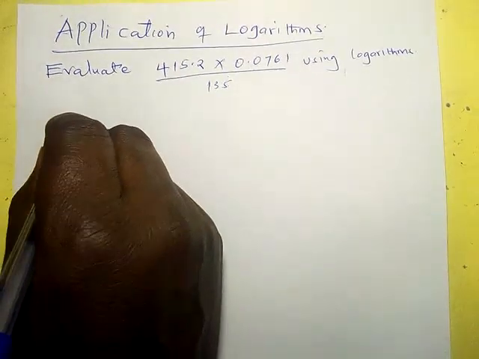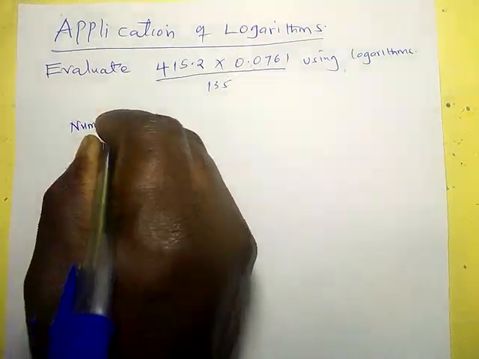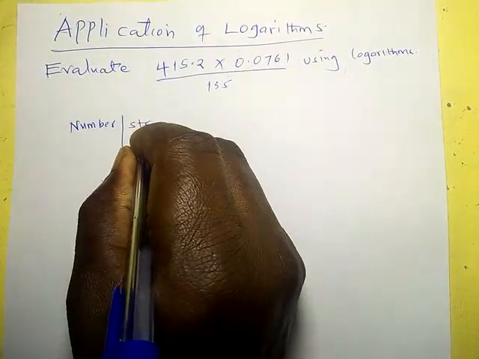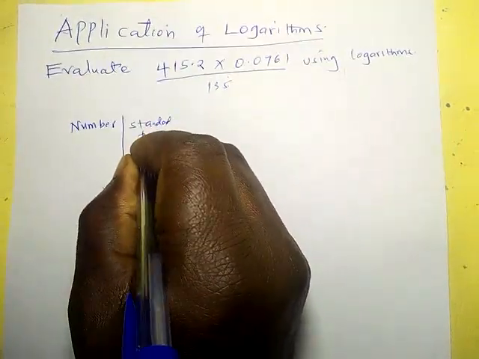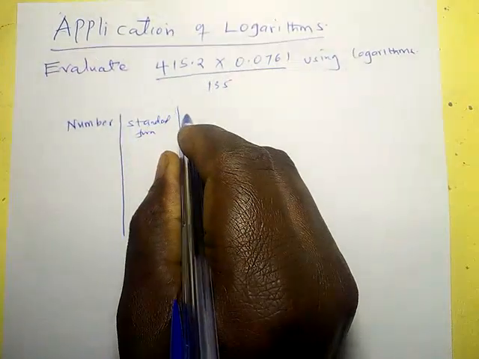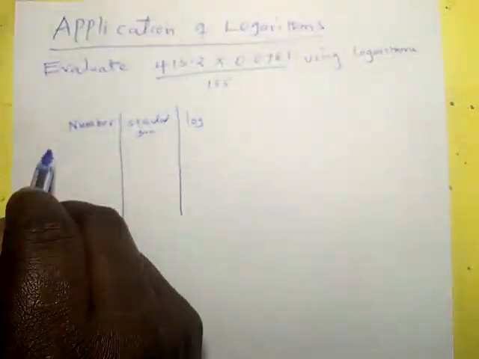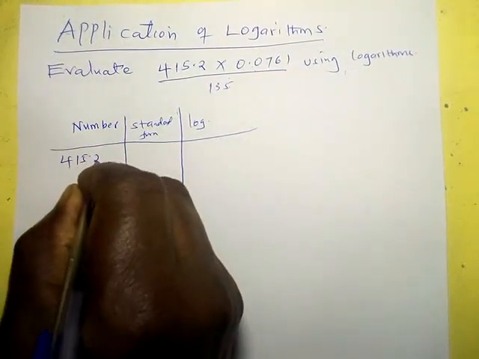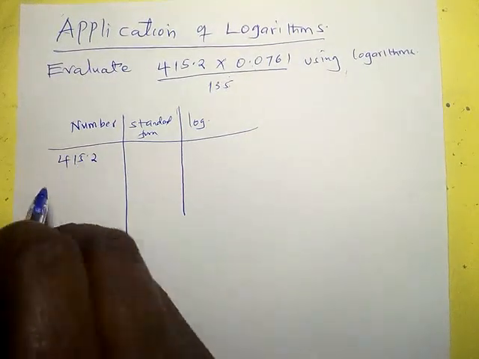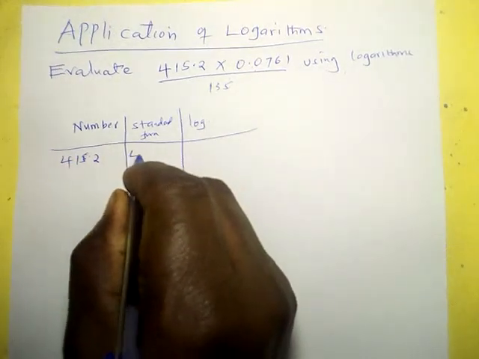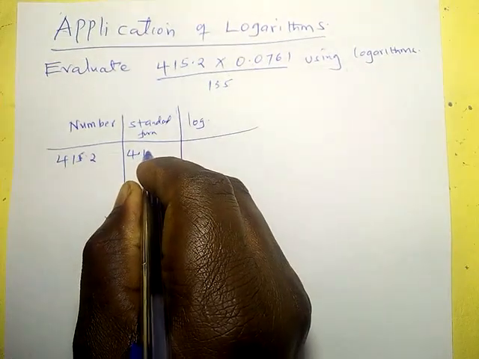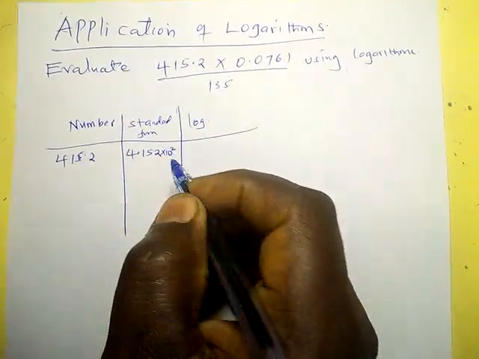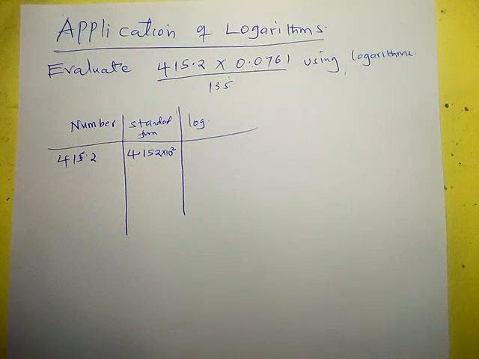You write the number, you draw a line, and then you write the standard form. And then finally you write the log. Like this. My first number is 415.2. I don't have this number in standard form, so I must write it in standard form. So we have 4.152 times 10 raised to power 2, right? So that is my first number.